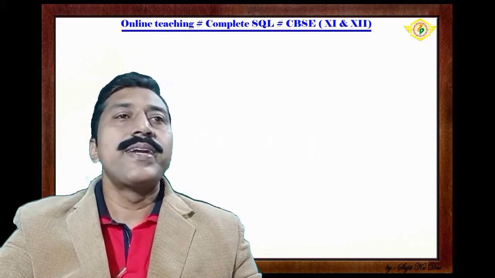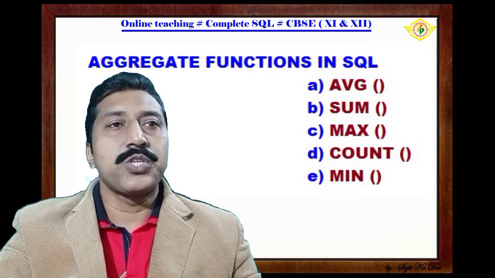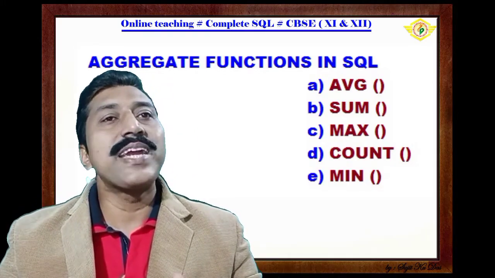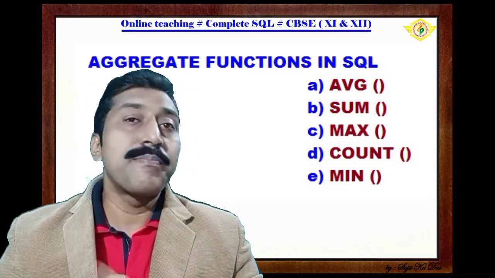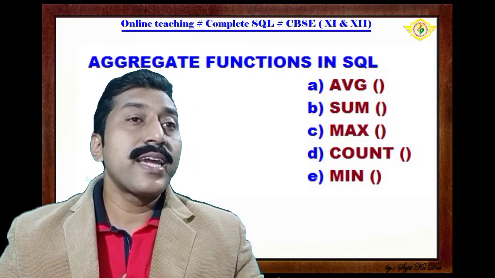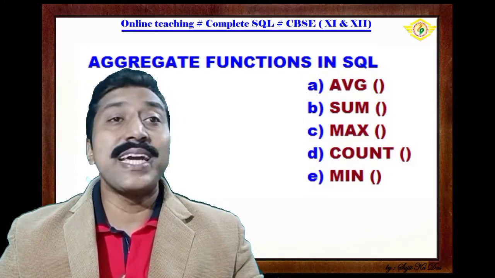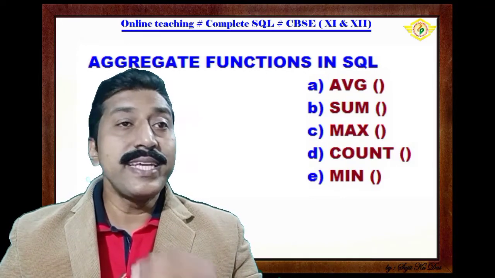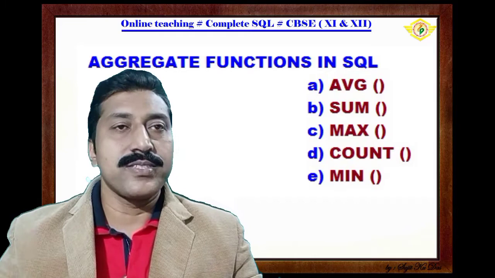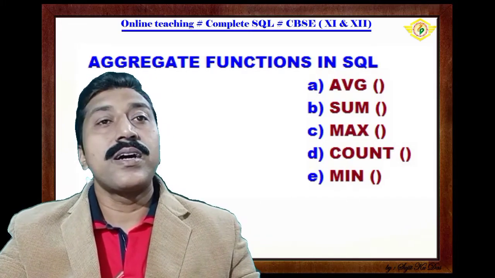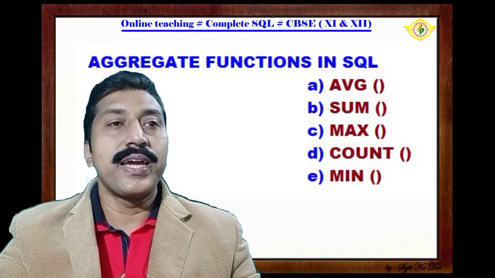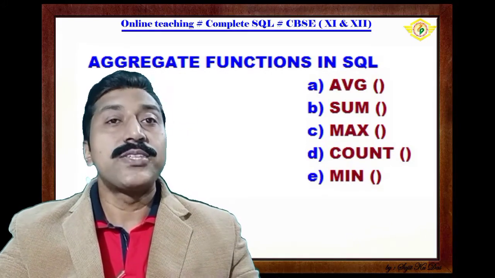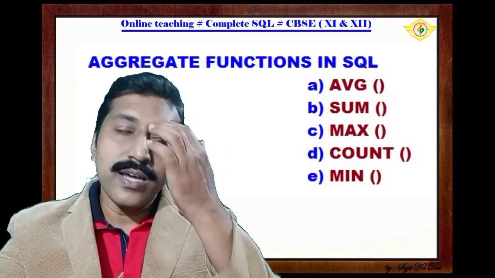So students, now we'll discuss the aggregate functions in SQL. Aggregate functions are a large collection of inbuilt functions, that is, library functions, that can be used directly with SQL statements for performing calculations on data. These functions are known as aggregate functions because they summarize the result of the query and return a single value calculated from the values in a column instead of providing a listing of all the rows.